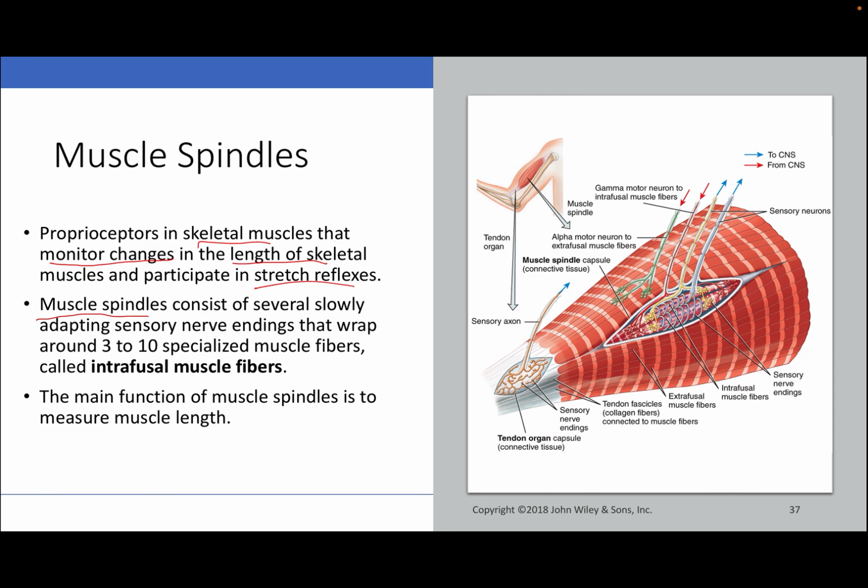Muscle spindles are going to consist of several slowly adapting sensory nerves that have their endings wrapped about 3 to 10 times around these specialized muscle fibers called intrafusal muscle fibers. The main function of our muscle spindles is to measure muscle length to prevent any kind of overstretching potentially.